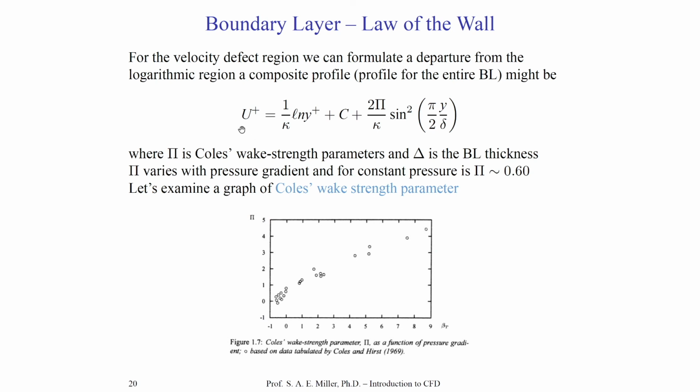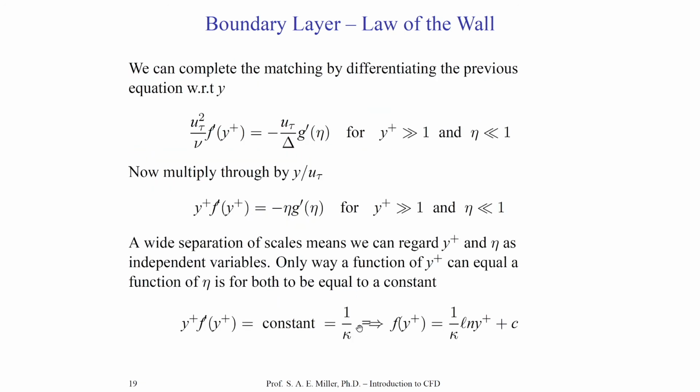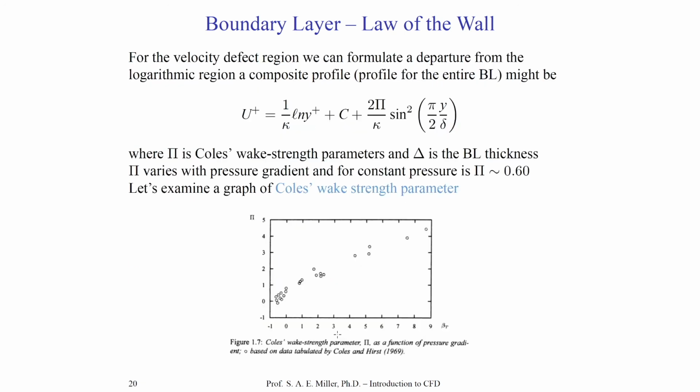Now we can rewrite it. Before, just the log layer itself had u plus of 1 over kappa of the natural log of y plus c. We now add in the Coles defect wake strength parameter, which is an entire term in this case with a constant. Capital pi is the actual constant. We'll have 2 pi over kappa, which is where that constant's coming in here. We'll go as sine squared pi y over 2 delta. So this form, sine squared, is actually a bit of a choice.